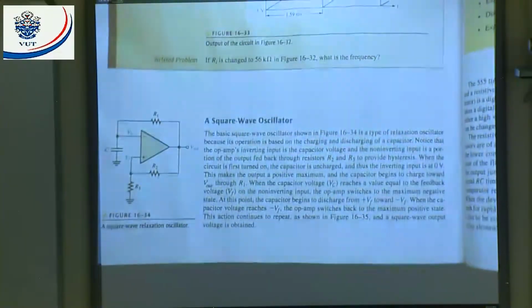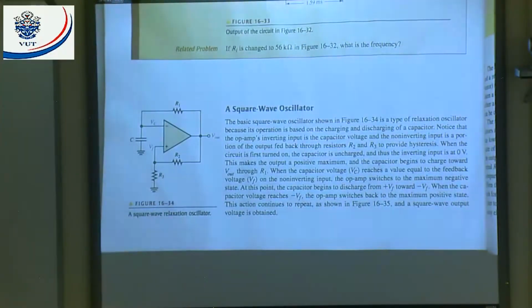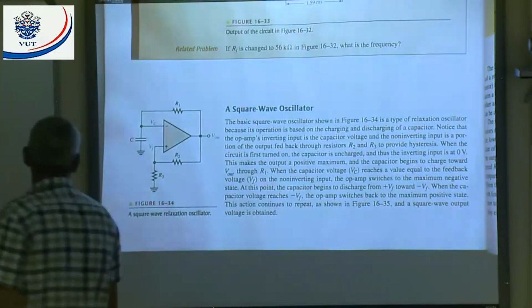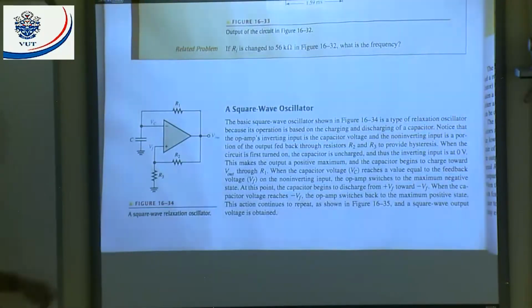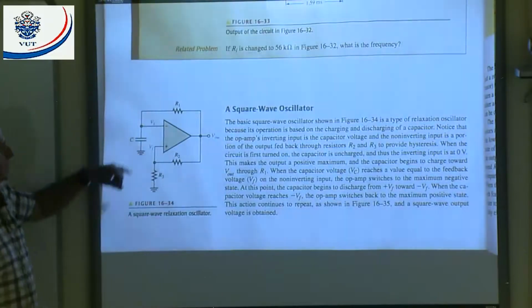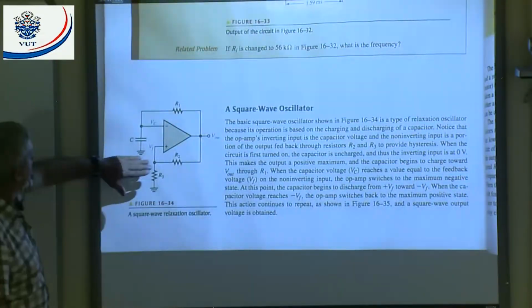Sorry, we must first do this. The square wave oscillator. All right, the square wave oscillator. If we look at this circuit, we look at this part of the circuit. What type of circuit is that? What type of circuit is this?